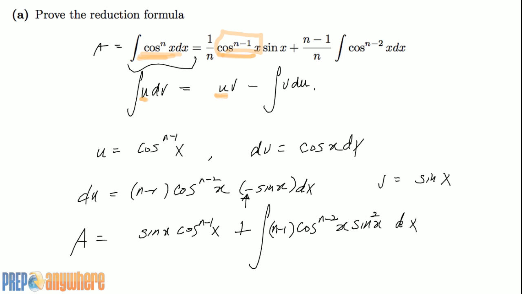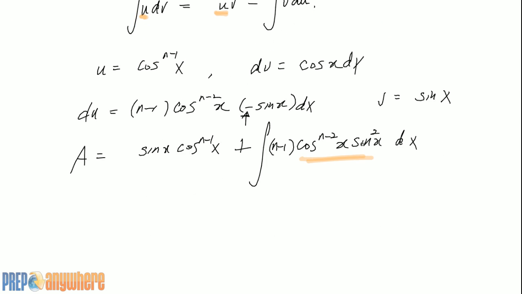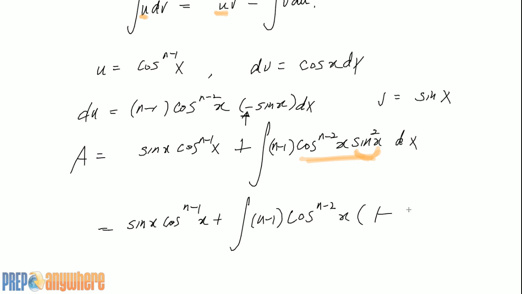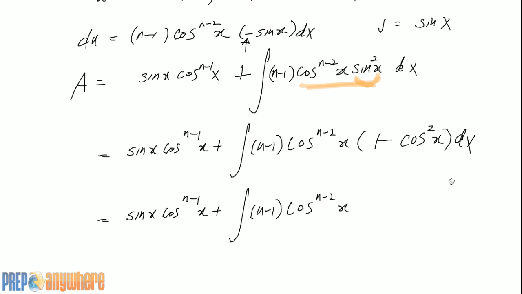Okay, so we have something that looks like what's on the right side, but here inside the integral we only have cosine, and here we have sine and cosine mixed together. So let's change that sine all into cosine, which is not hard to do. Sine squared is 1 minus cosine squared x. Now let's expand, and we get this.